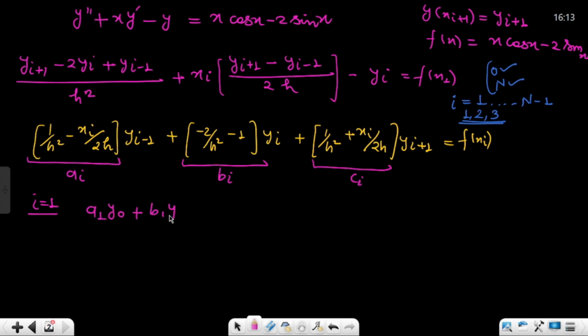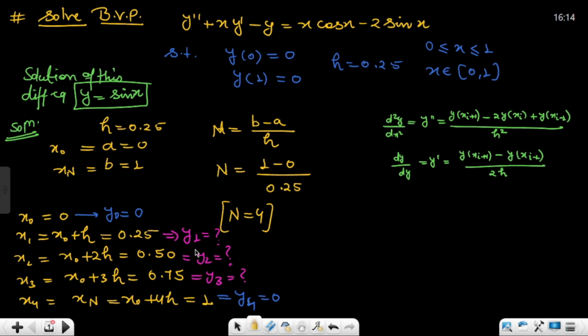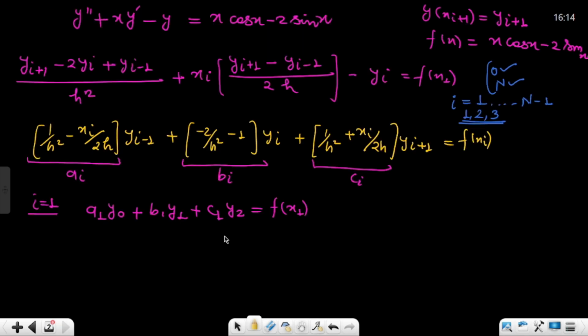plus b1 y1 plus c1 y2, because of i plus 2, and it will be f of x1. Okay, f of x1, the function value at that x1 point, and x1 is nothing but 0.25, which we have already calculated in this table. Now, here we know that y0 is equal to 0. So basically a1 y0 is 0, or this is constant basically. So we'll write b1 y1 plus c1 y2 is equal to f of x1 minus a1 y0.